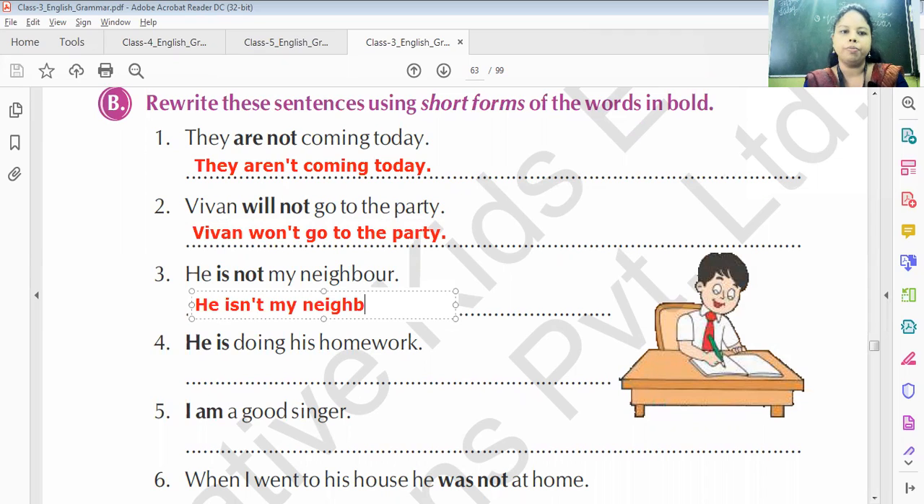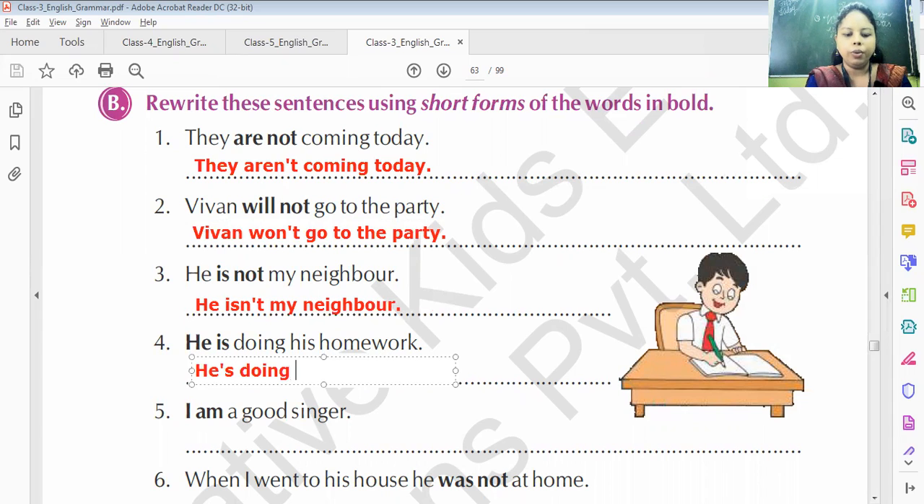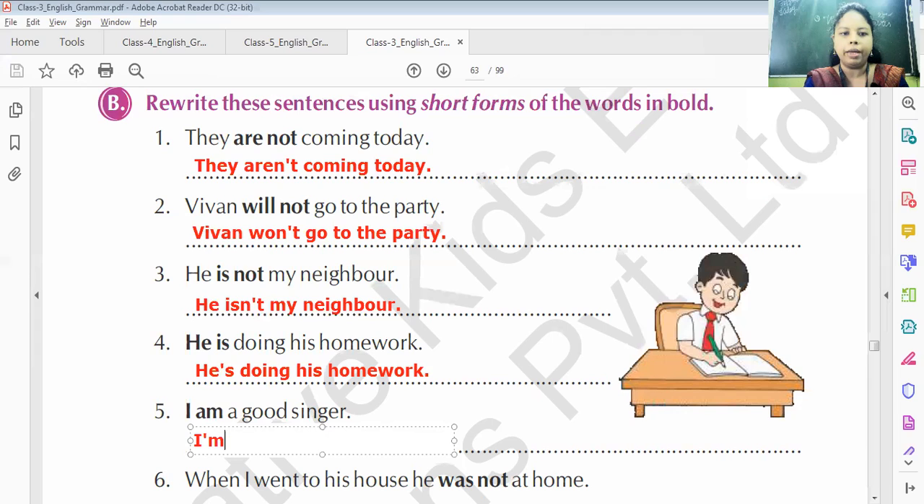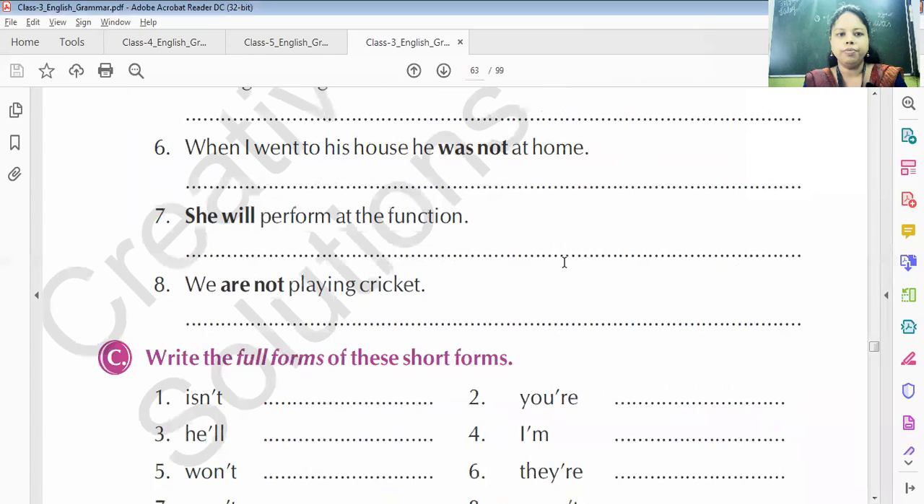N-E-I-G-H-B-O-U-R. Full stop. Next, he is doing his homework. Now the short form of he is. He apostrophe S. He's doing his homework. I am a good singer. So the short form of I am, we all know, is I apostrophe M. I'm a good singer. You can write it like this using the short forms.